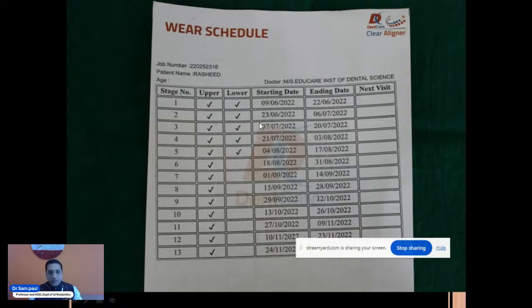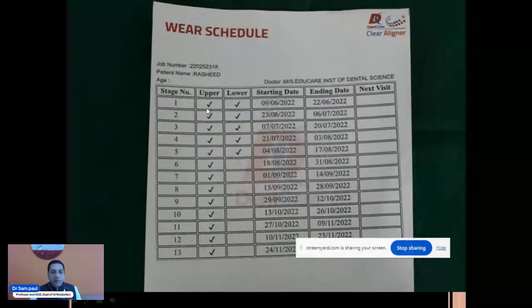As I told before, this is a completely pre-planned treatment. In aligner treatment, you are supposed to wear a particular aligner for a particular date. Whatever teeth movement is supposed to happen in the first tray, second tray, third tray and all those trays will happen in those particular days. So what you need to do is keep on changing the tray till the last tray, the 13th tray. That is the wear schedule. All aligner patients will have such a wear schedule.